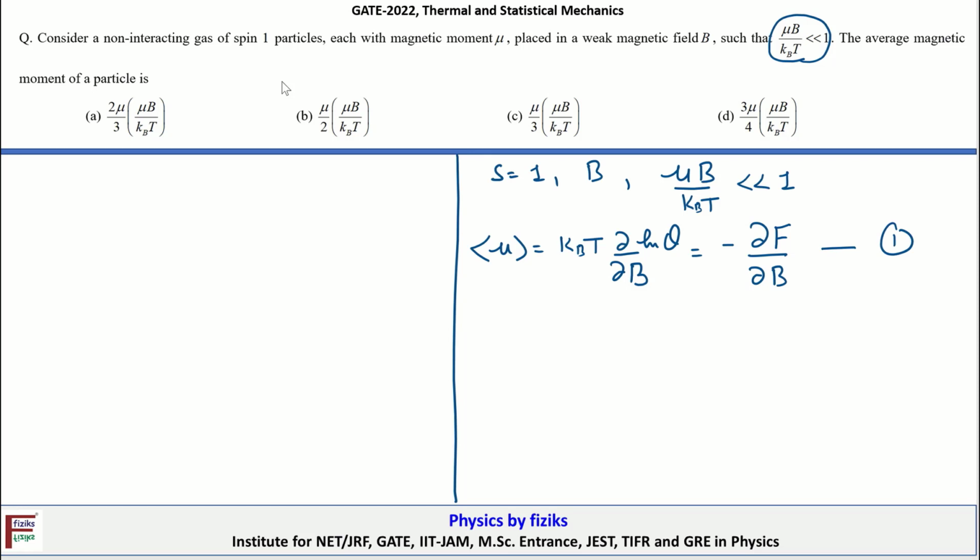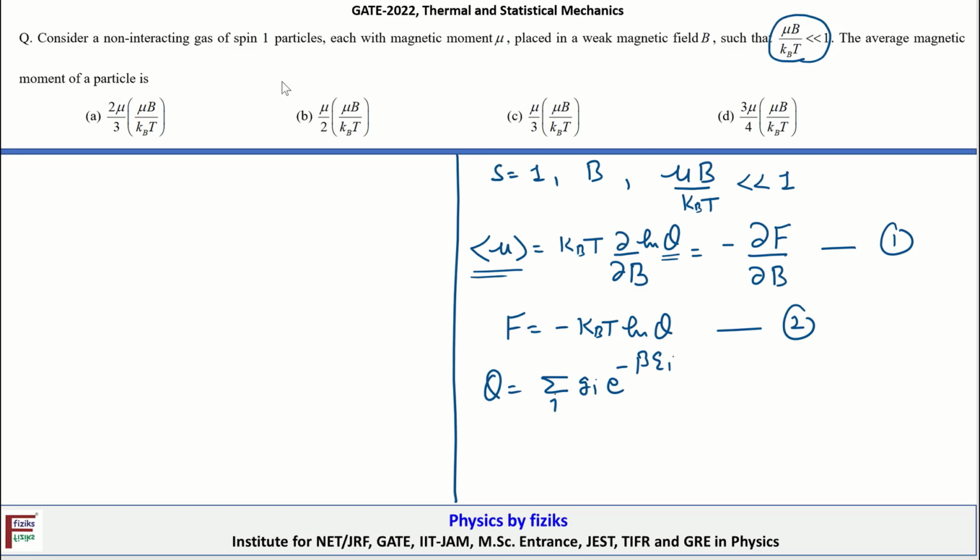Okay, so that means the Helmholtz free energy F is equal to minus kB T ln Q. That's how the Helmholtz free energy is connected with the partition function. So in order to determine the average magnetic moment, we must have an idea about the Helmholtz free energy, or in other words the partition function for the system, where the partition function Q is equal to summation g_i exponential minus beta E_i.